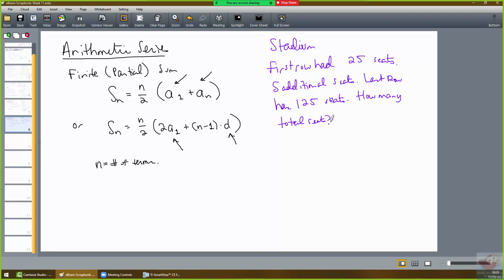The last row had 125 seats. And the question is, how many total seats? So this is arithmetic because we keep adding 5.